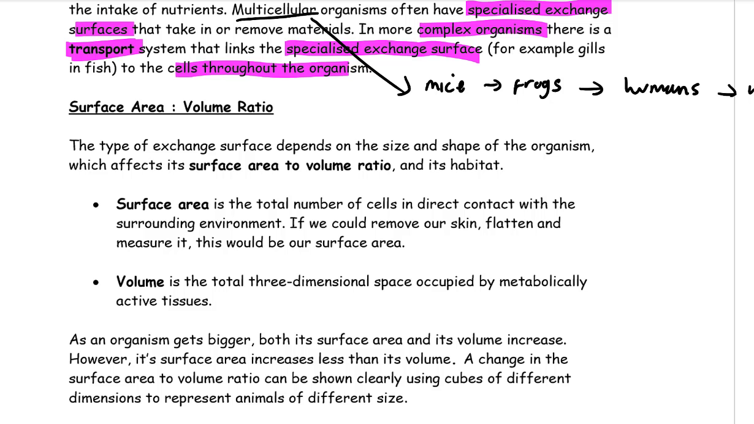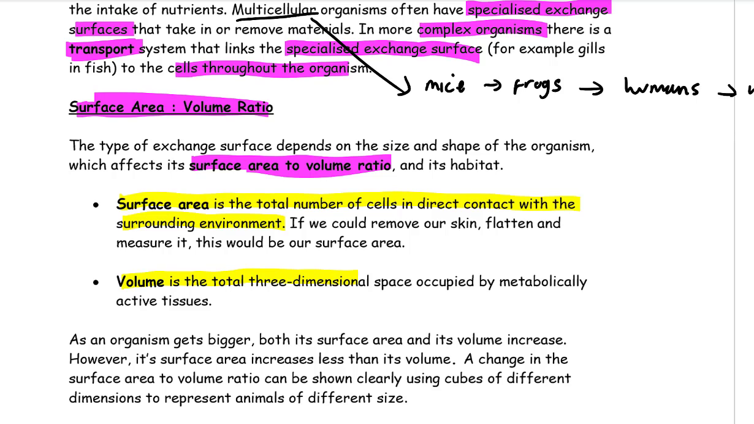Now, a good way to show this, and something that you're going to have to talk about at AS, is surface area to volume ratio. So, the type of exchange surface depends on the size and the shape of the organism, which affects the surface area to volume ratio. So, a couple of wee definitions here. Surface area is the total number of cells in direct contact with the surrounding environment.